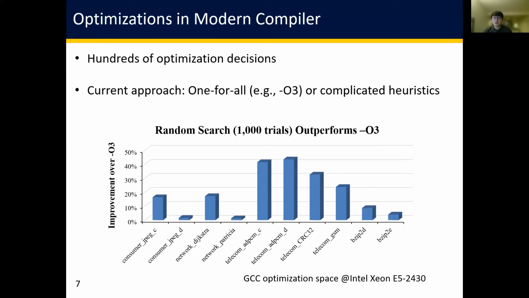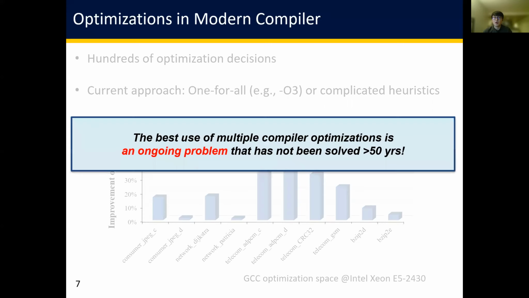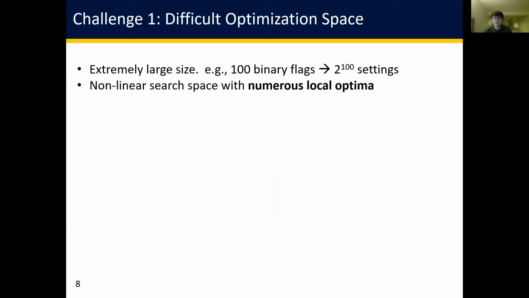This graph shows the best performance achieved by 1,000 random configurations in the GCC optimization space. Even with random sampling, it is not difficult to extract speedup over the fastest setting in GCC. Although the opportunity seems obvious, the best use of compiler optimizations is an ongoing problem that has not been solved over 50 years due to the following challenges.